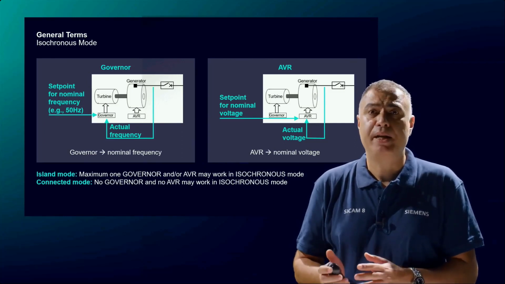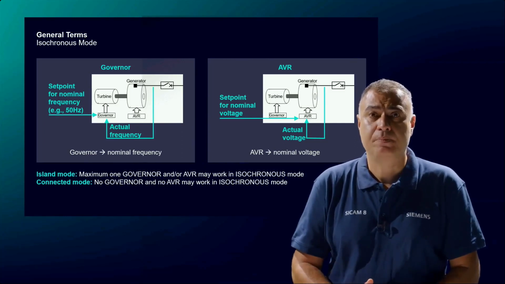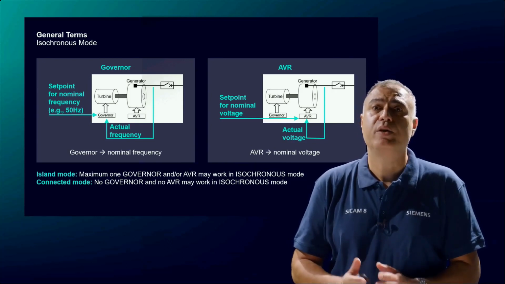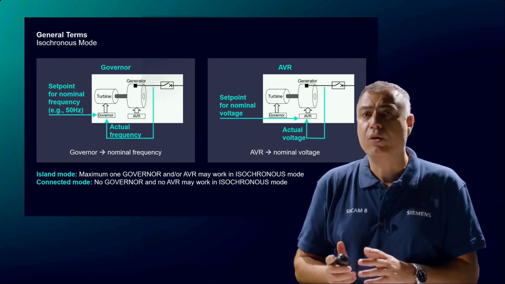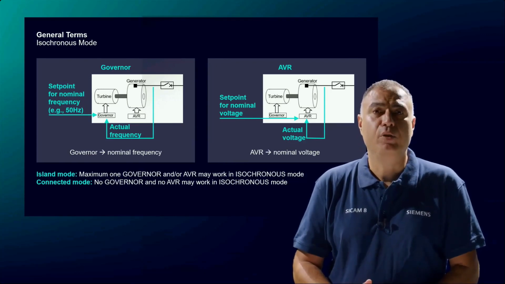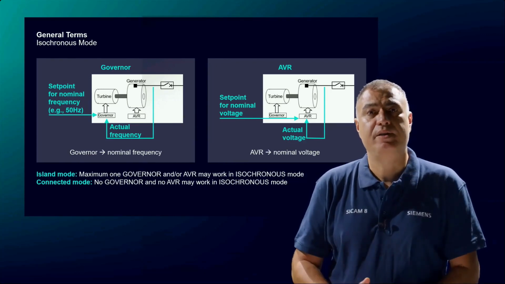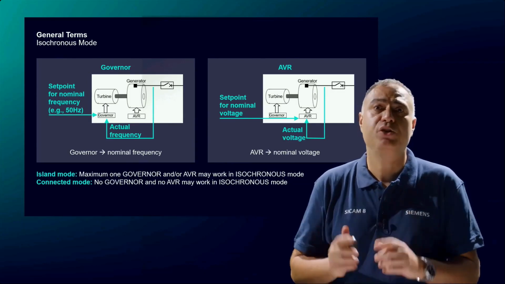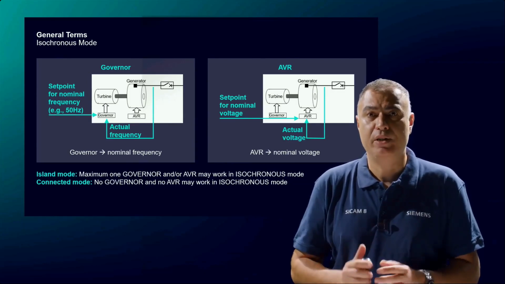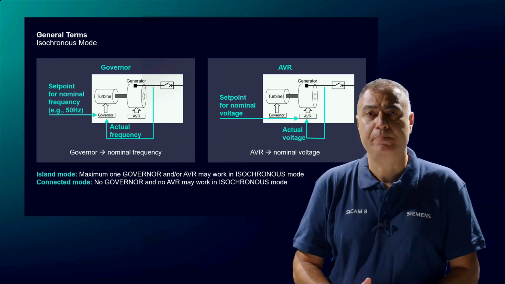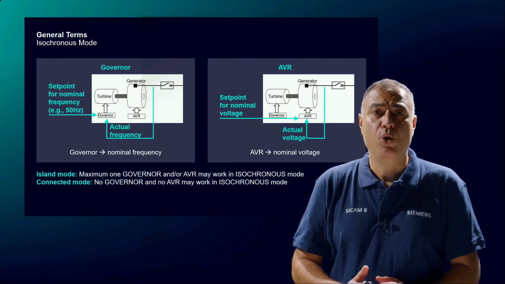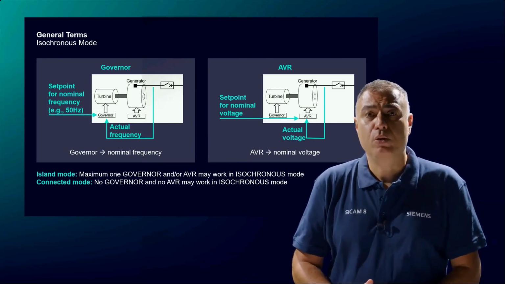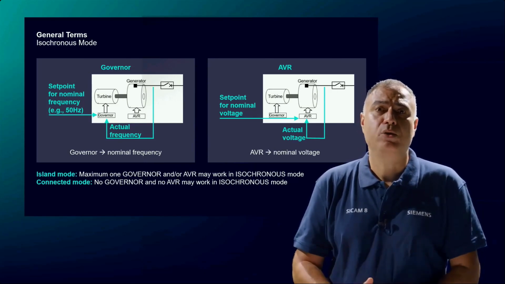The same applies to classic AVRs. Only here, the voltage at the terminals of the generator is considered instead of the frequency. If you remember, at the beginning of this training, I told you that in an island power grid with only one generator, you don't need our secondary generation control system. Now, you know that in such a small application, the primary controllers would work in isochronous mode.